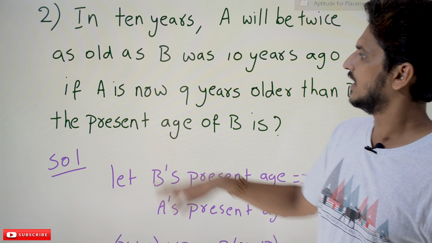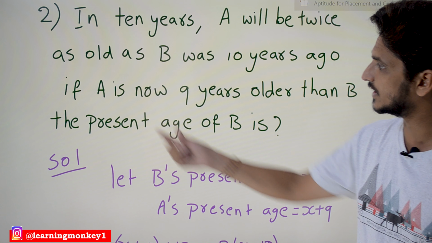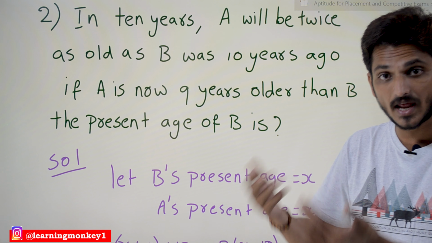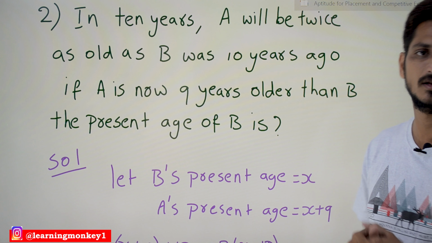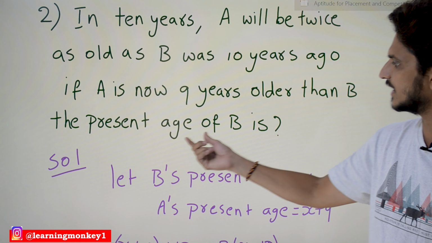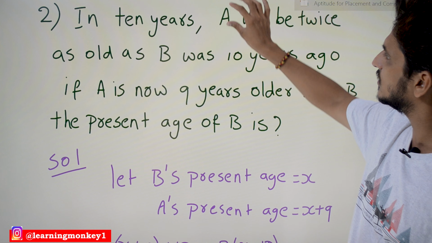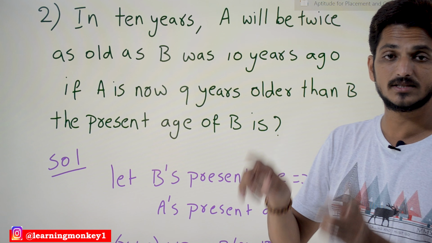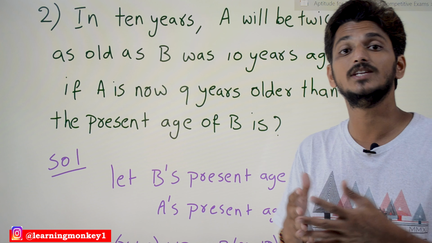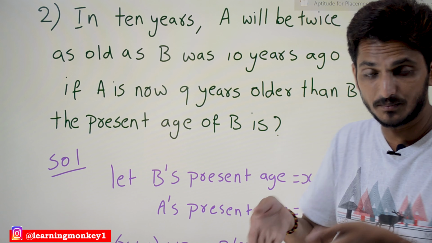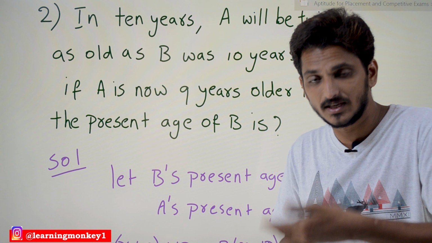If A is now 9 years older than B, from the second statement also we clearly understand that A is 9 years older than B now. Then what is the present age of B? In this statement also A's age is dependent on B, in this statement also A's age is dependent on B. So from these two statements we assume that B's present age is X. So why are we choosing B's present age as X?